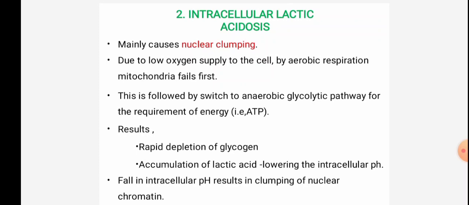The fall in intracellular pH results in clumping of nuclear chromatin. Rapid depletion of glycogen results in lowering the intracellular pH, and this fall in pH level results in clumping of nuclear chromatin.